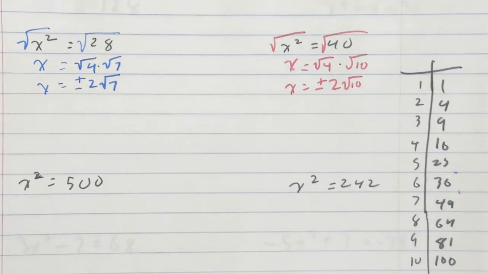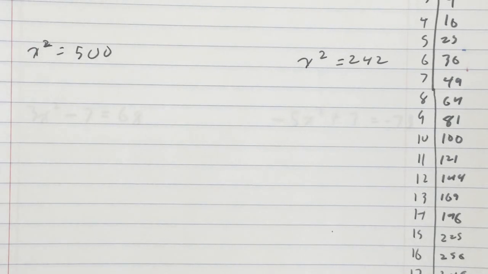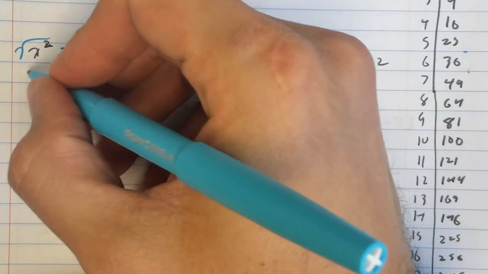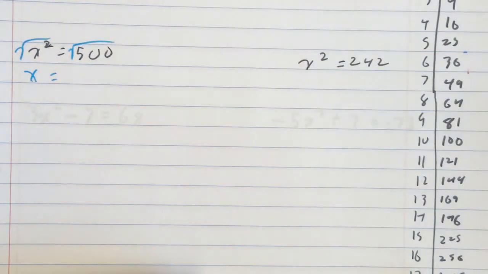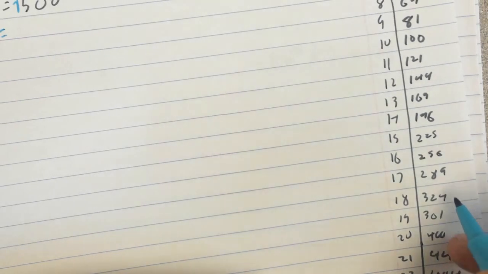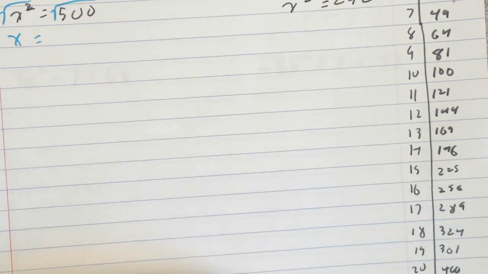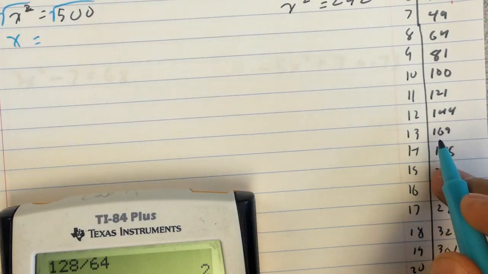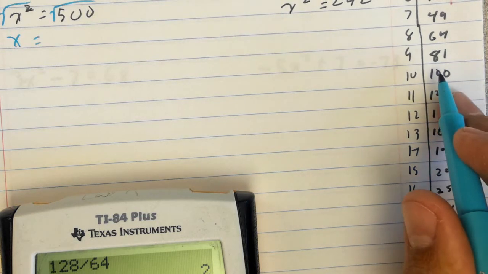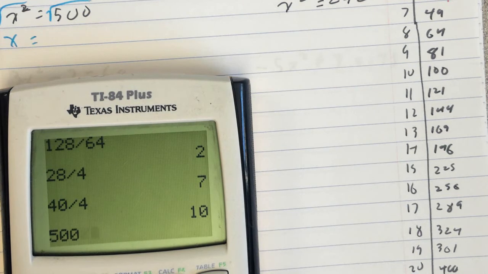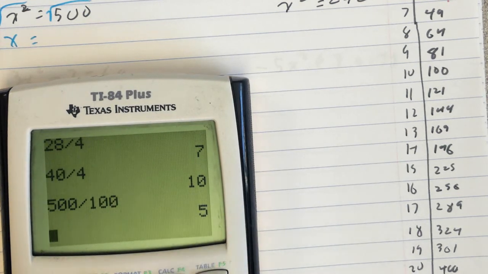Let's take a look at two more. We have 500. X squared is by itself already, so I can take the square root. 500 falls way down here. 500 is not a perfect square. 400 won't go in, so let's go about halfway. 250, no. 196, no. 144, no. 100 should. So if I do 500 divided by 100 is equal to 5.